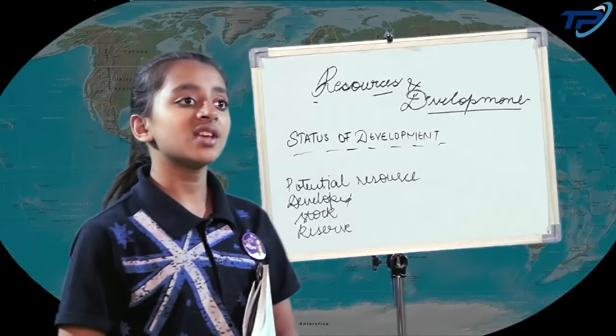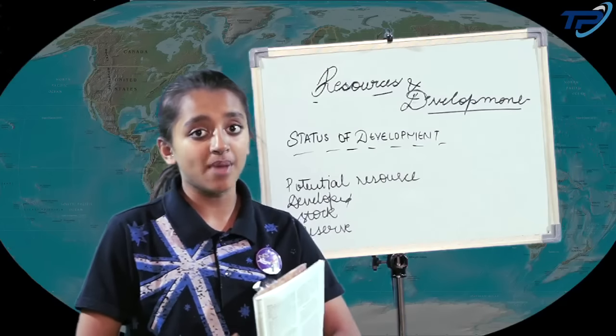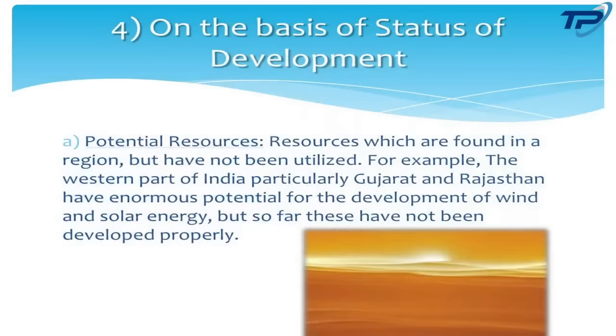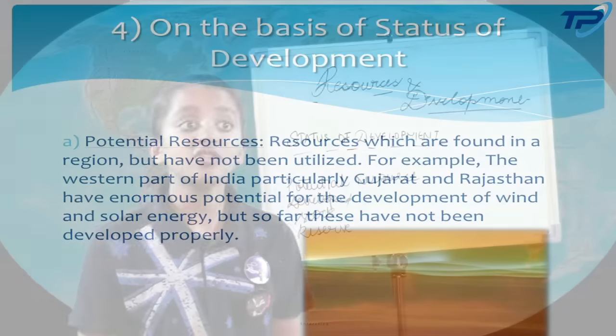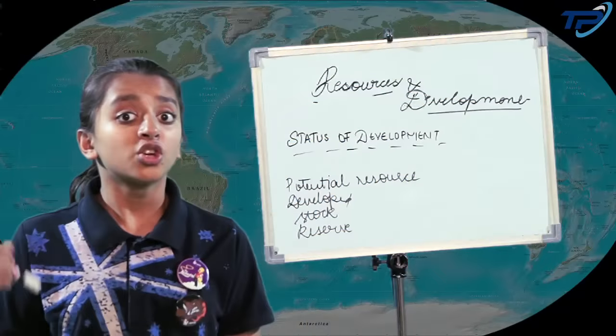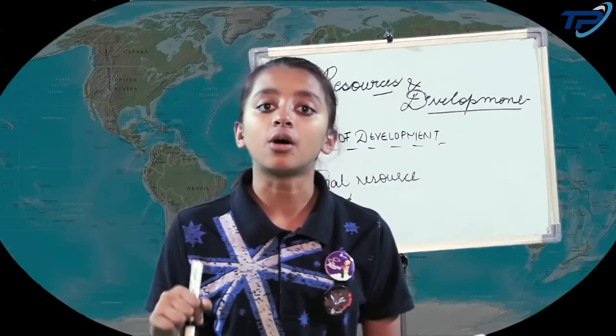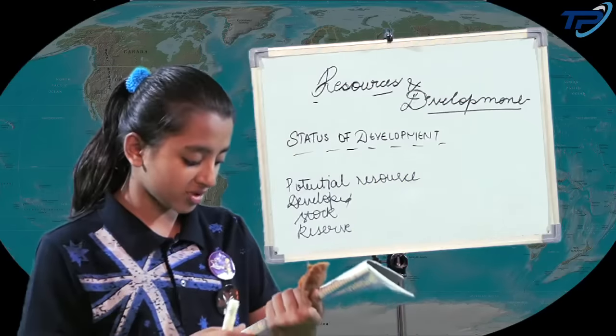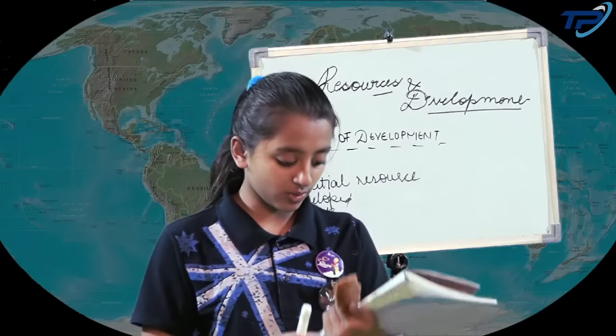So potential resources are the resources which have the capacity to develop but have not been developed till now. For example, western parts of India, particularly Rajasthan and Gujarat, can have solar and wind plants which have not been properly developed till now. So this is a potential resource because we are lying in a tropical region.